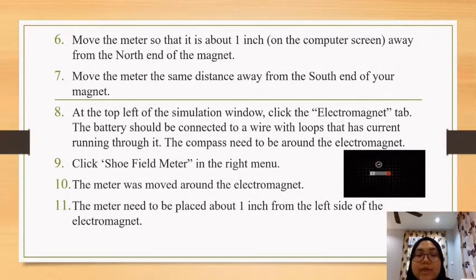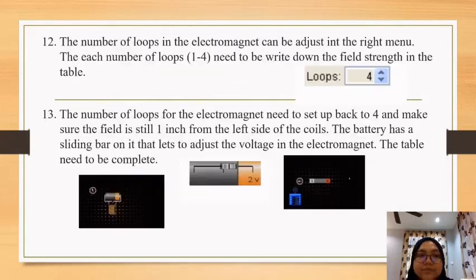So you need to click Show Field Meter in the right menu of the website, and the meter is moved around the electromagnet. Next, the meter needs to be placed about 1 inch from the left side of the electromagnet. Then we need to set the number of loops in the electromagnet, which we adjust in the right menu. For each number of loops from 1 to 4, we write down the field strength in the table. You can see the picture, where you can adjust this.